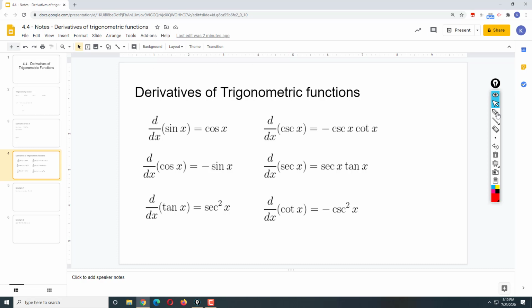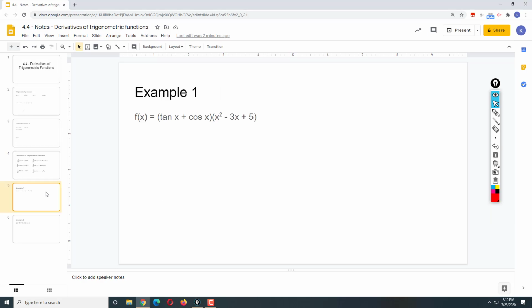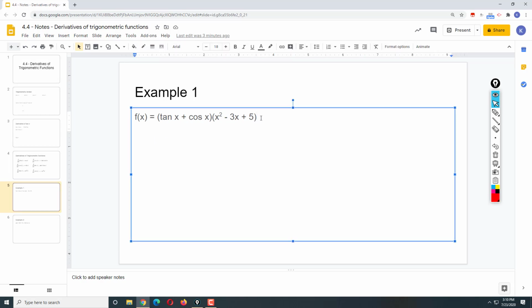Let's apply these rules with 2 examples. Example 1. f of x is equal to tan x plus cosine x, times x squared minus 3x plus 5. So the derivative, by the product rule, we can do the first term times the derivative of the second term. The derivative of x squared is 2x. The derivative of negative 3x is negative 3. The derivative of 5 is 0. So it's just 2x minus 3.